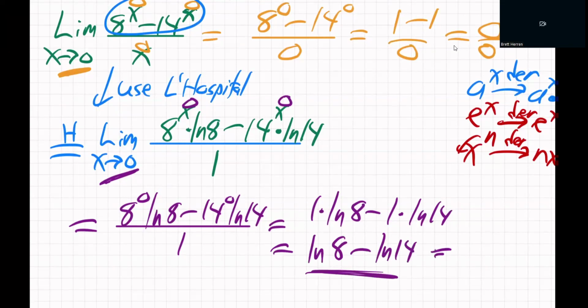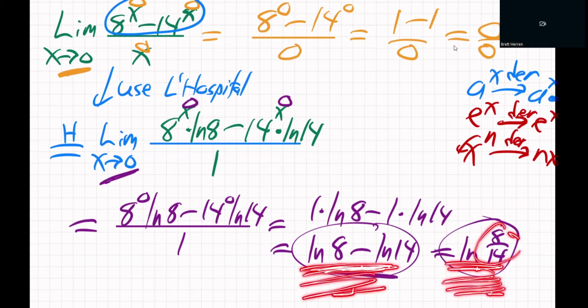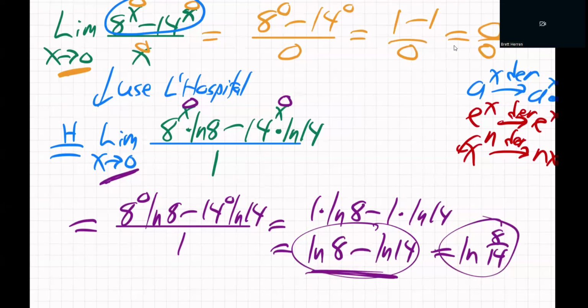There's also a shortcut. I don't know if you remember. Two logs subtracted, you can make it one log divided. Either one is fine. You don't have to do that special log trick. Both of those are good. Remember, that's a log property from pre-calculus. If you have two logs subtracted, you can make that one log divided. It's a harder job going from one log divided to two subtracted, but you can do that, but it's not required.